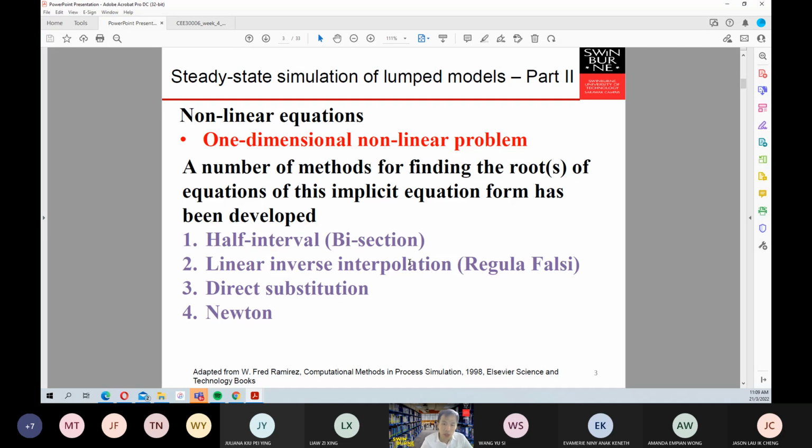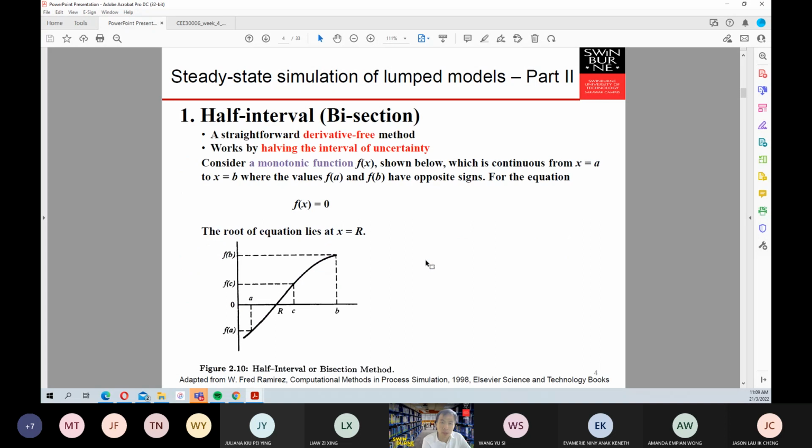So what kind of methods can we use to solve this particular problem? There are several methods that we can use. The first one is called the bisection method. The second one is the regula falsi, or what we call linear inverse interpolation. We can also solve this using direct substitution and the Newton method. So what is the half interval or bisection? This one is basically a straightforward derivative-free method, because here we are basically just cutting the interval into half.